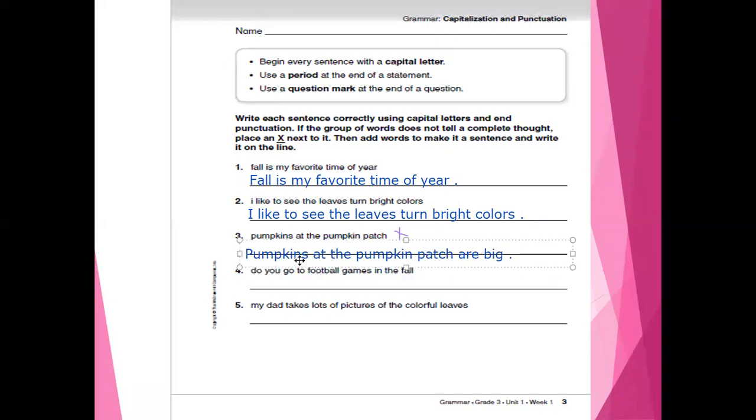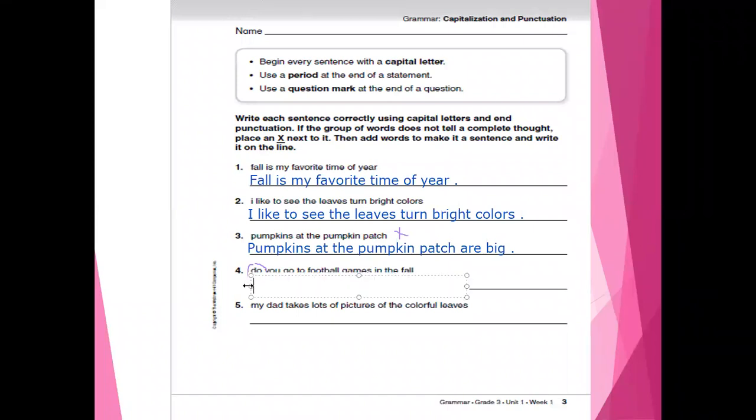We can say are scary. Okay, do you go to football games in the fall? Here we have a question word in the beginning of it. Do you go to the football games in the fall? So we should put a question mark at the end. And we can answer this question. Football is in the book. Should put a question mark at the end.